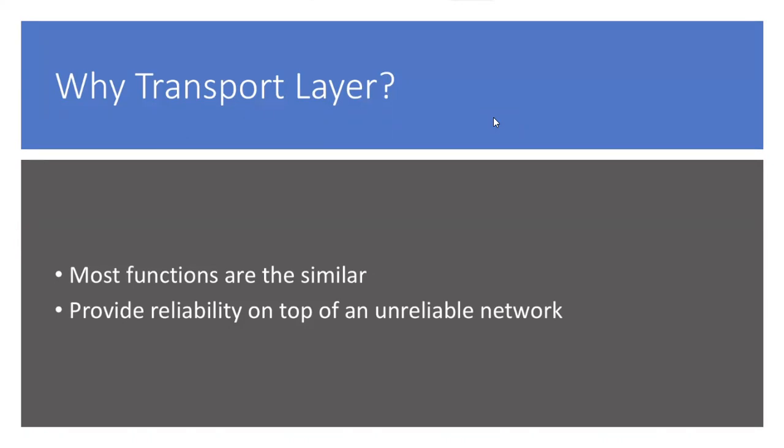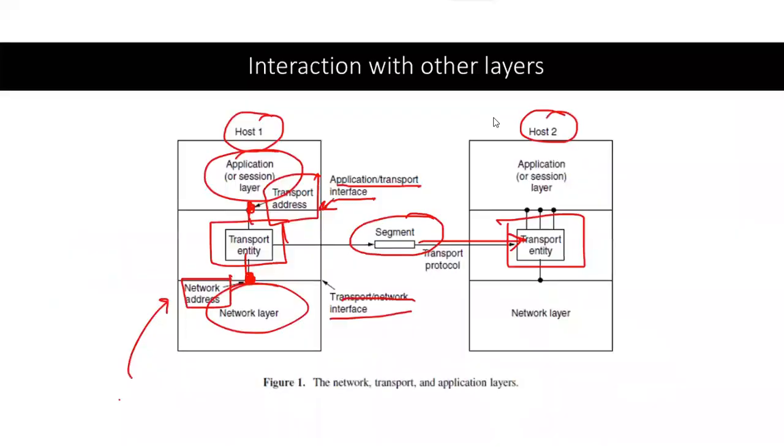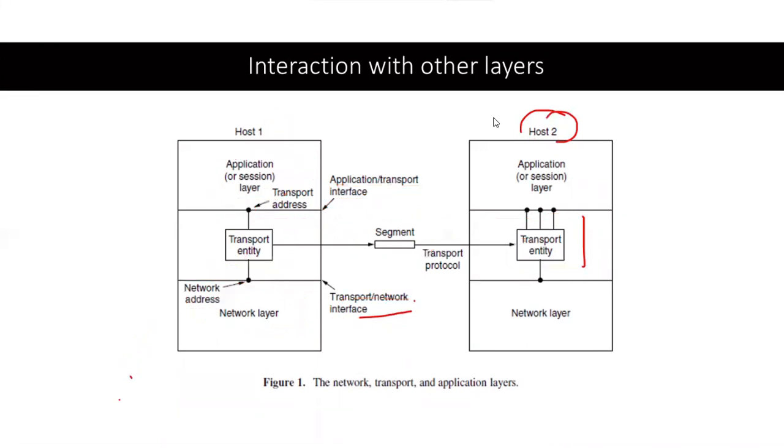Then the question arises as to why do you need the transport layer? If the network layer is already providing all this, then why do we need this? The main reason is that the network layer is unreliable. So when you have an unreliable network layer, the application layer which is interacting with your transport layer should not be dependent upon the network in order to say whether the data will be transmitted or not.